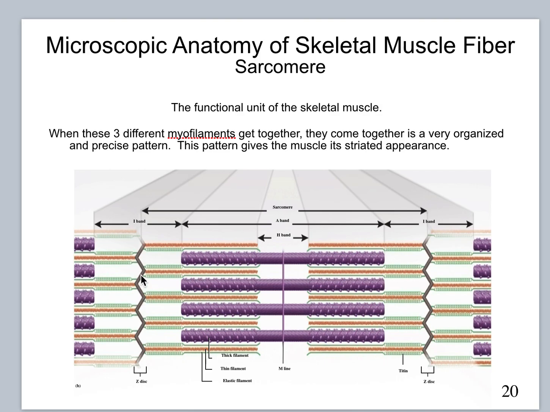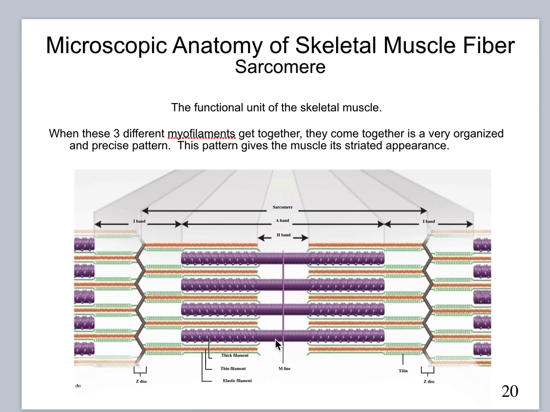Z-disc would be the end of the structure. This is a sarcomere. Basically, sarcomere is from one Z-disc to the next Z-disc. And that's the functional unit of a skeletal muscle. That's basically the working unit of the muscle. And that Z-disc marks the edge or the boundaries of the sarcomere. Next to it is another sarcomere, so the sarcomeres are lined up in series with each other.